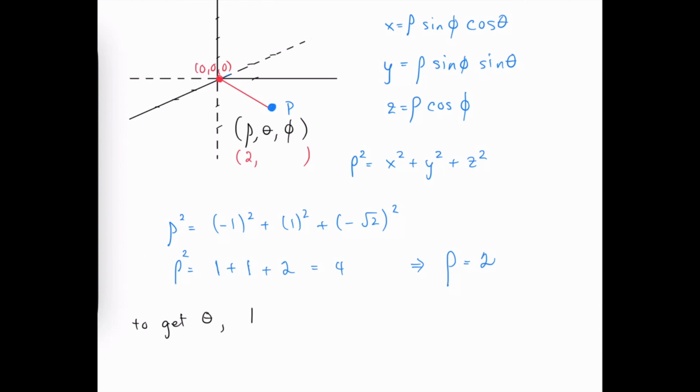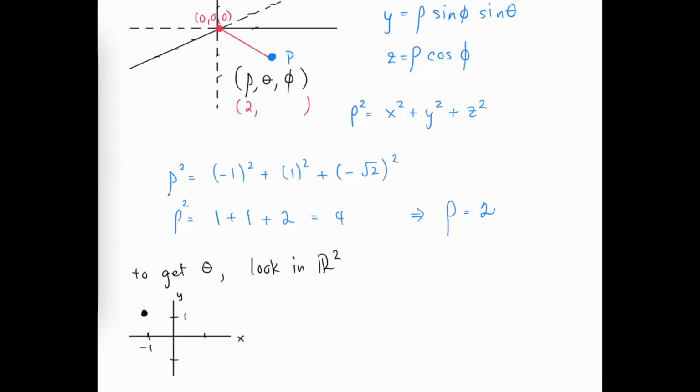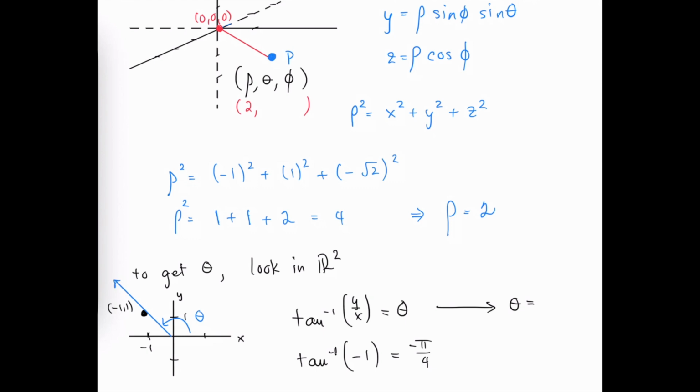To get the value of theta, let's look into R2, essentially the projection of that point into the xy plane, and in R2 we were at the point (-1, 1). Remember, theta is the same for cylindrical coordinates as it is in polar coordinates. So we can use the same formula, tan inverse of y over x, in order to get that theta, which is going to be tan inverse of -1. Now technically tan inverse of -1 is -pi/4 because of the inverse function's range restriction, but the angle that we're after is the angle in the second quadrant, which is going to be 3 pi over 4. So that's our value of theta.